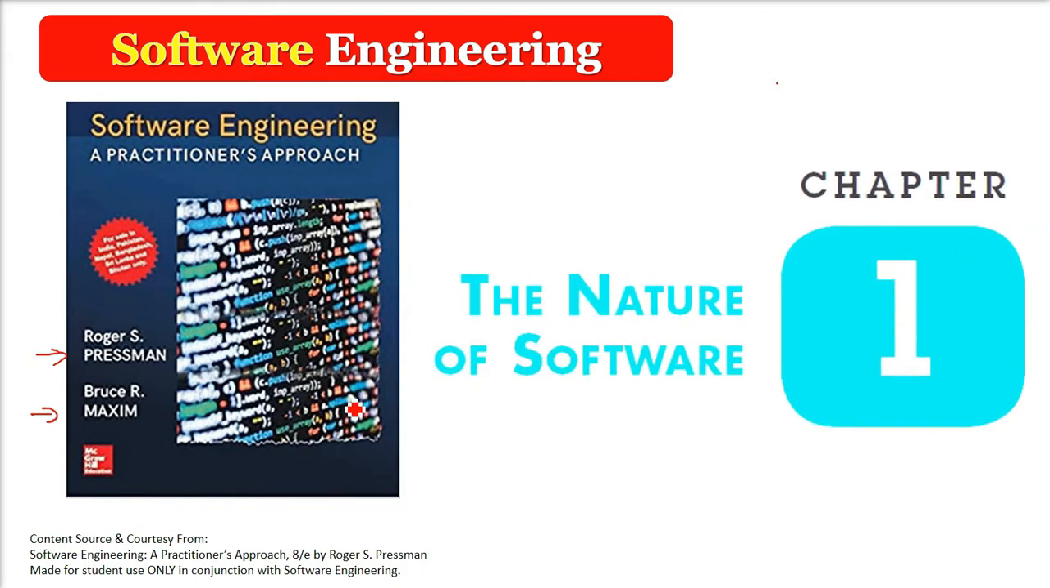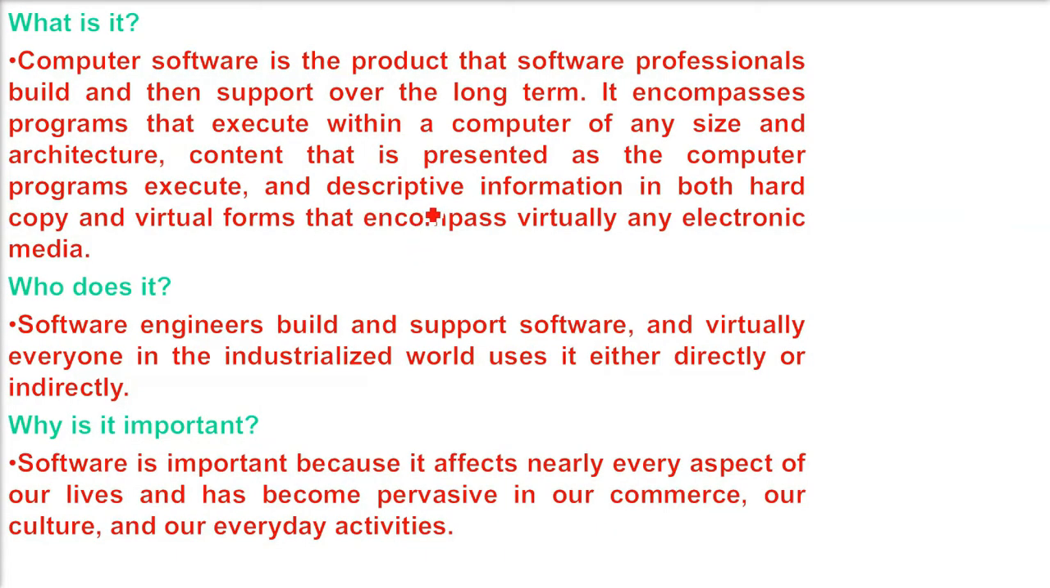The first chapter is the nature of software. So all we are going to talk about is software, software engineering, software product, software practices. The first question we need to ask: what is computer software? What is software engineering? Computer software is a combination of two words, soft and ware.